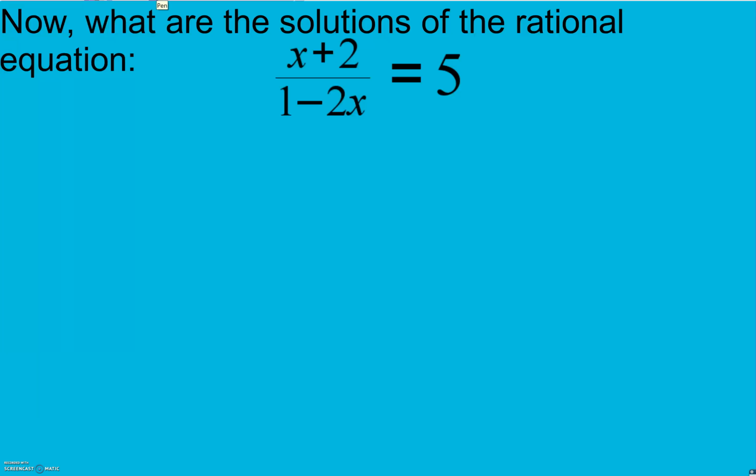Okay, here I'm going to get my common denominator of 1 minus 2x and multiply both sides by that common denominator. Again, check for restrictions. Set it equal to 0. I'm going to subtract 1. Divide by negative 2. X cannot be 1/2.